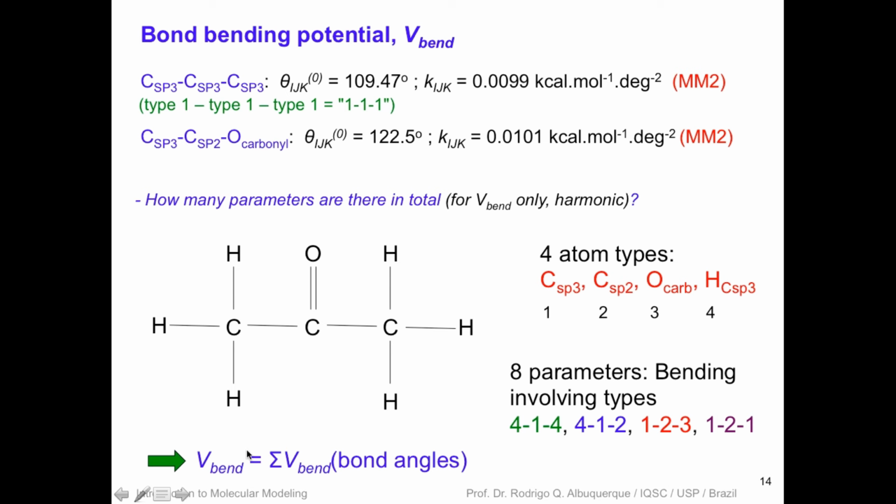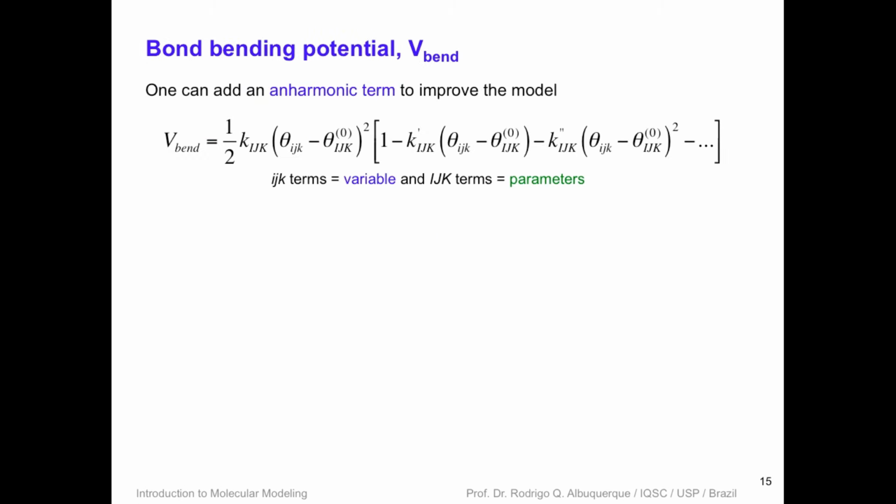Again, if you have this molecule, you can calculate the total bond bending potential as a sum over all bond angles in this molecule. So you'd have to sum all these bond angles I just showed before to calculate the final bond bending potential given here. The bond bending potential can be also calculated using one larger equation which considers anharmonic terms, which are shown here to improve the model. So this is beyond the harmonic approximation. And the capitalized ijk terms are parameters.